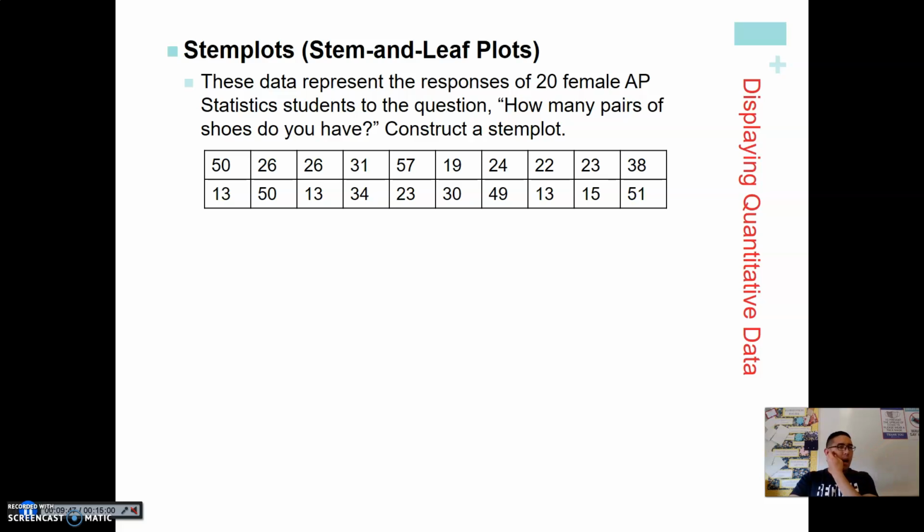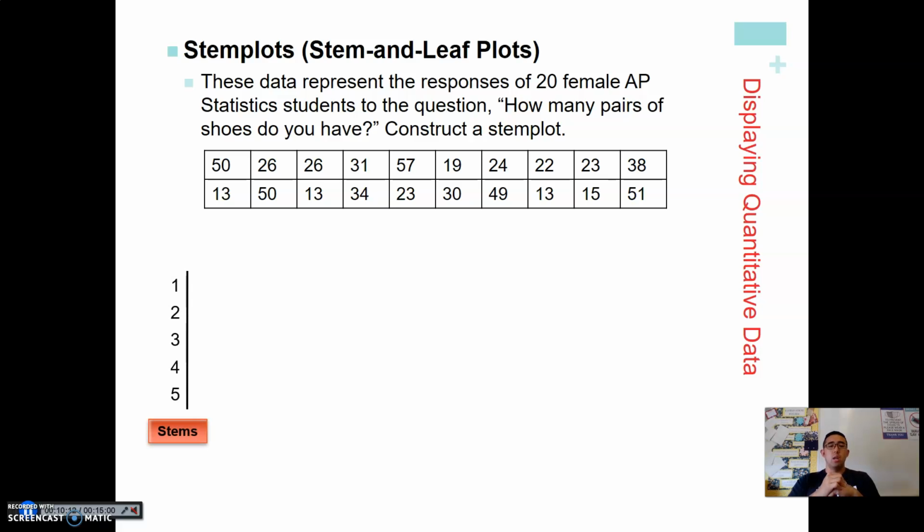Let's say I asked all of you, how many pairs of shoes do you have? Well, this is incredibly boring, but okay, we're just going to go through it. We're going to try it. So how many pairs of shoes do you have? And I ask you to construct a stem plot of this.